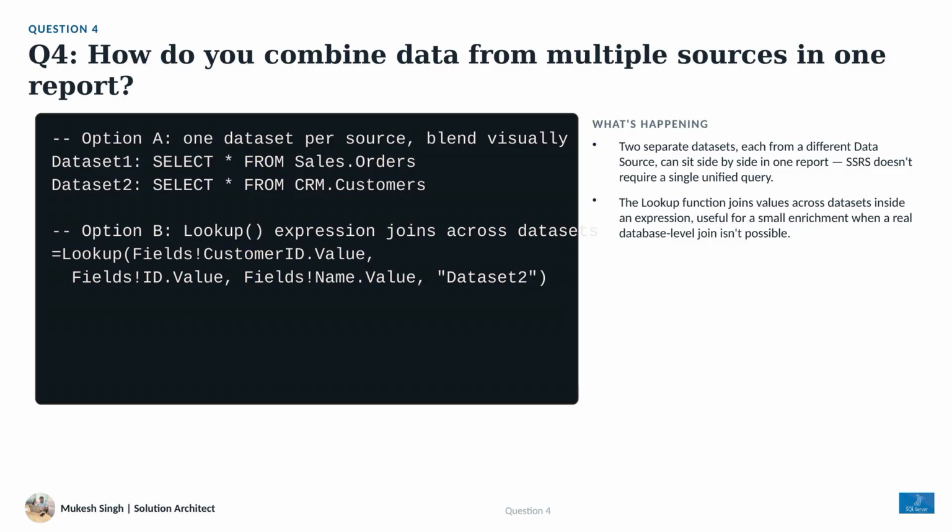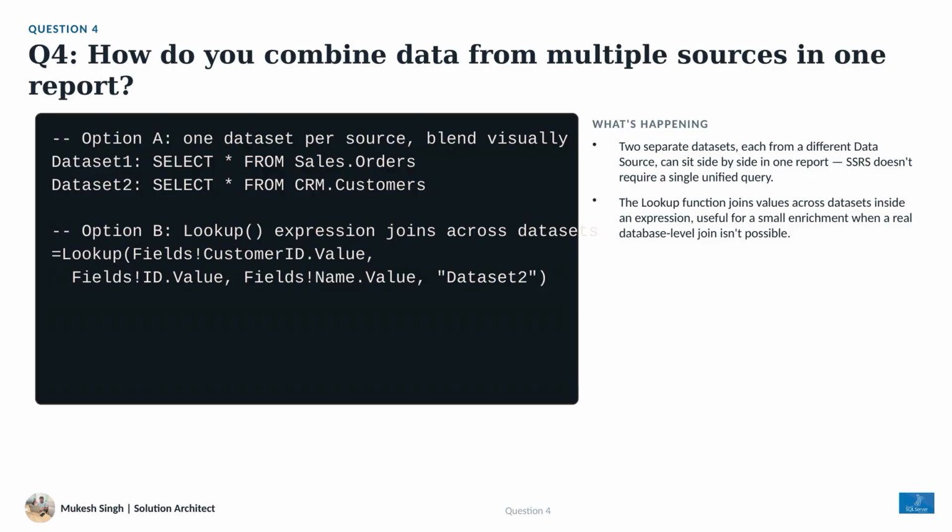The detail worth naming. This works well for small lookups, but genuinely large joins across systems are usually better handled upstream, in the data warehouse itself, rather than inside the report layer. This performance distinction is worth leading with unprompted, since it's often the single biggest lever behind a slow SSRS report.